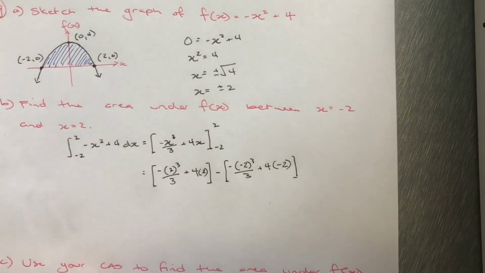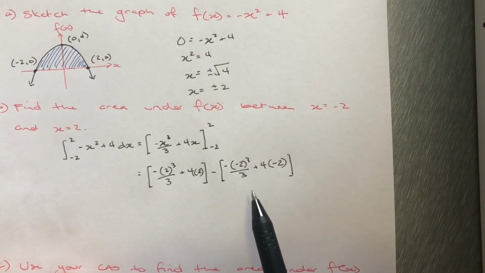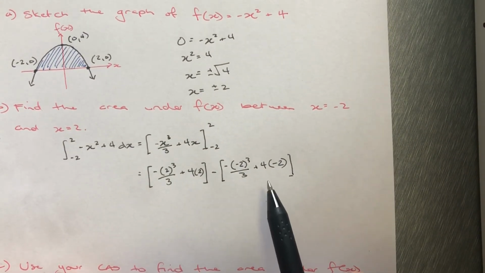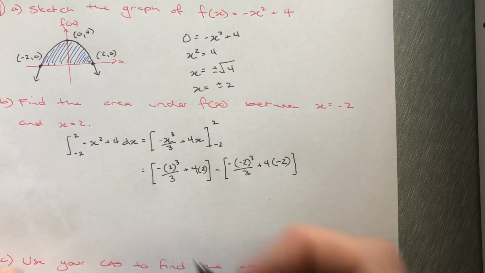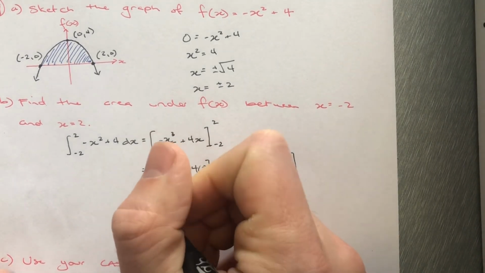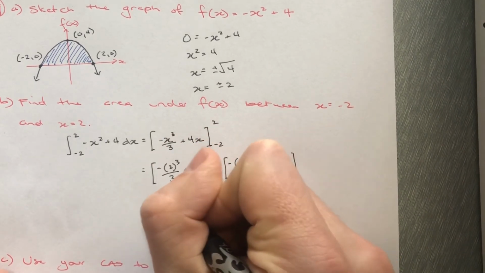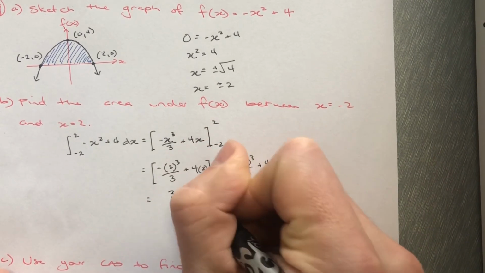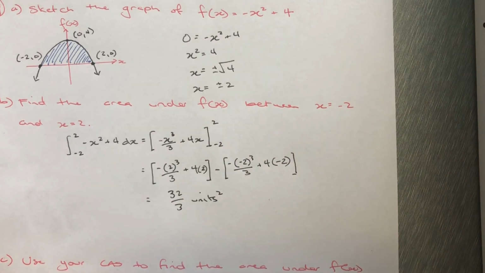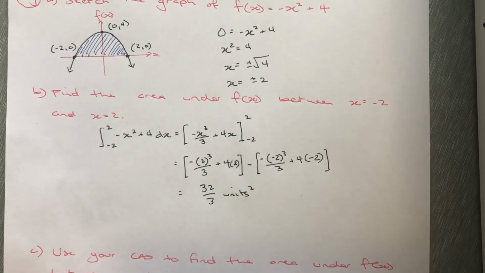We can go through the whole process here. There's going to be fractions involved. The answer that you're going to end up getting, because I don't want to take a heap of time up for the video, is going to be 32 on 3 units squared. Alright, cool. So that one is now done.